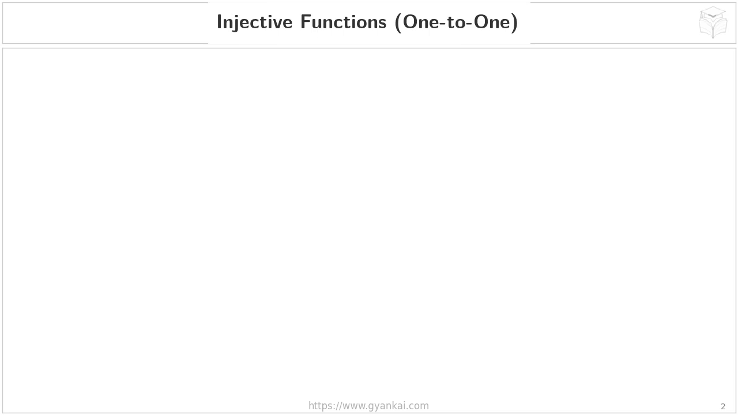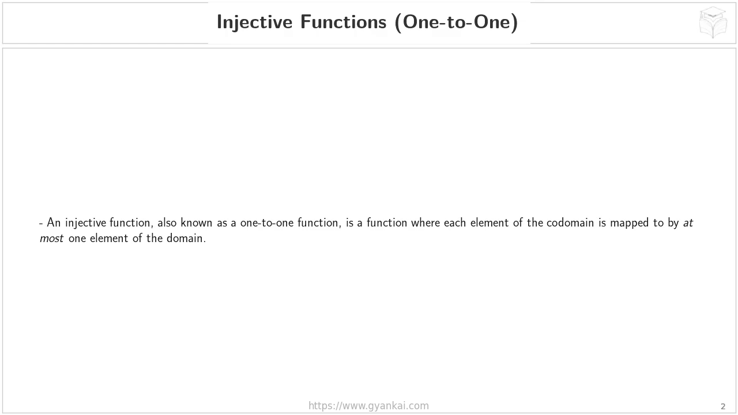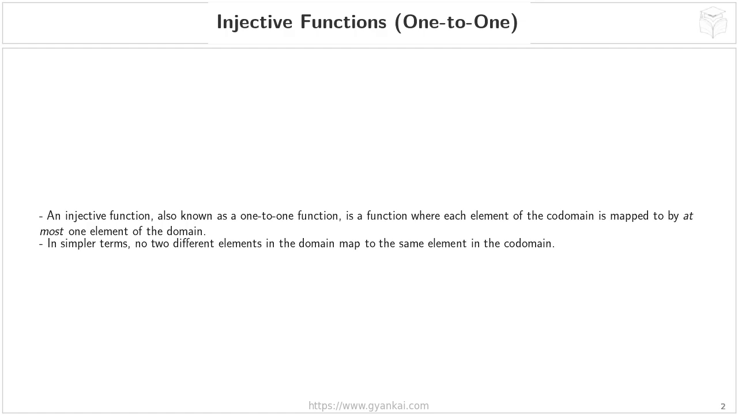Injective functions, one-to-one. So let's move on to the first specific type of function we'll be looking at, injective functions. As we discussed on the previous slide, remember we're categorizing functions based on how elements in their domain map to elements in their codomain. An injective function, which is also commonly called a one-to-one function, has a very specific property. It states that each element in the codomain, that's the set of possible output values, is mapped to by at most one element from the domain, which is the set of input values.